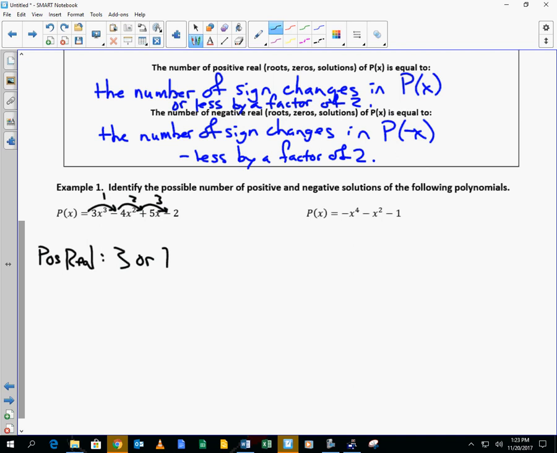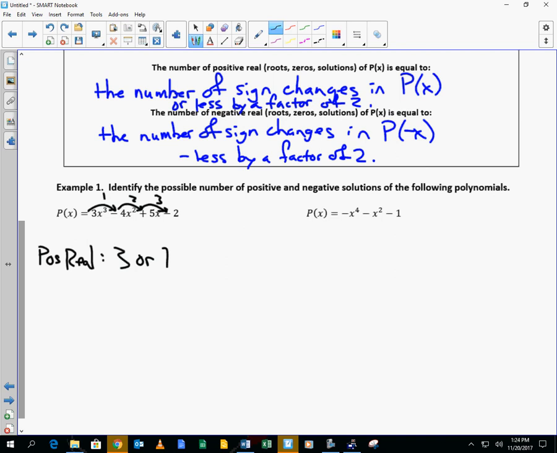Okay. Now, the reason why there's either 3 or 1 is there's 3 positive real solutions, or there's 1 positive real solution and 2 imaginary. You see that? Because we don't know how many imaginary there are for sure yet. So that's why we say either 3 or 1, because imaginary numbers come in pairs.